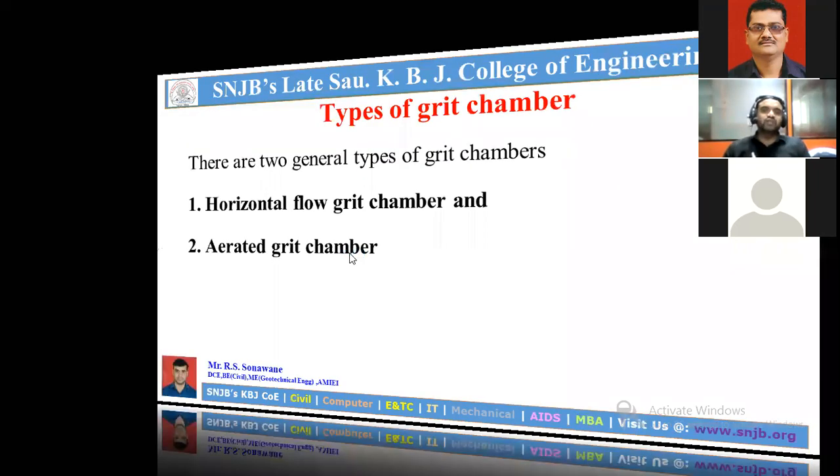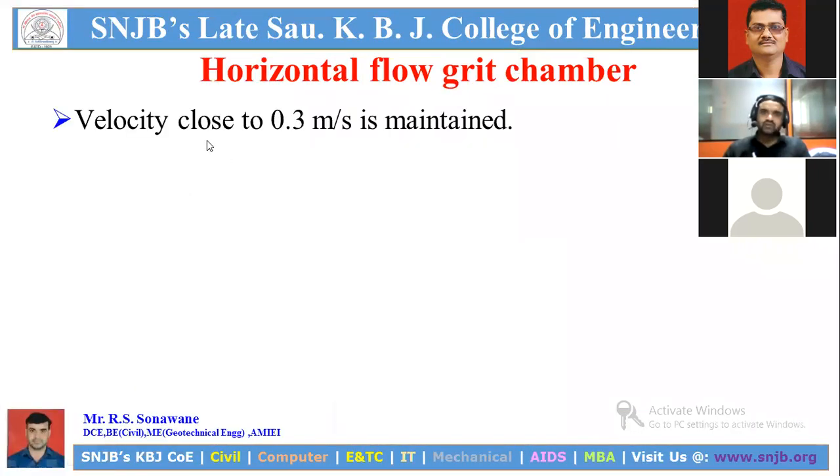First we will see the horizontal flow grit chamber, then we'll see aerated. The meaning of horizontal flow in a grit chamber is exactly what I want to show here. Suppose this is a grit chamber having water, and the water enters in this direction. This is horizontal flow. Is that clear? Horizontal flow should be maintained here. This is called horizontal flow. So how much should it be? It should be kept at 0.3 meter per second.